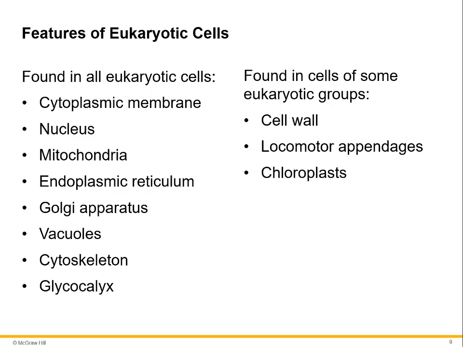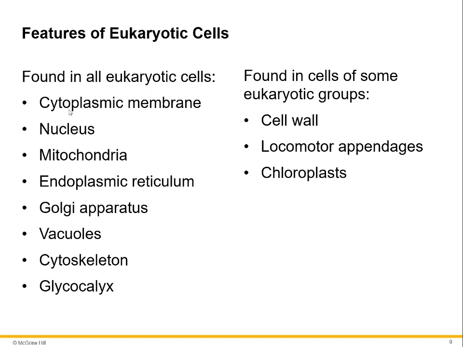So we see eukaryotic cells have membrane-bound organelles, which include endoplasmic reticulum, mitochondria, Golgi apparatus, vacuoles. Those are all unique to, and the nucleus, they're all unique to eukaryotic cells. They're not found in bacteria. They're not found in archaea. Cytoskeleton is actually found sometimes in bacteria, and glycocalyx is also sometimes found in bacteria. But these structures here, the nucleus to the vacuoles, those are all membrane-bound organelles.